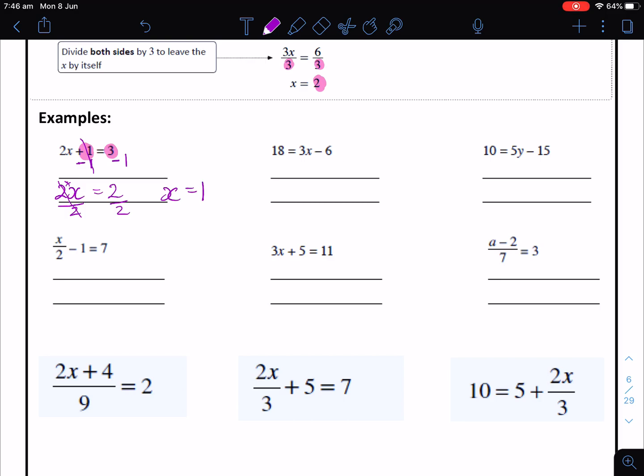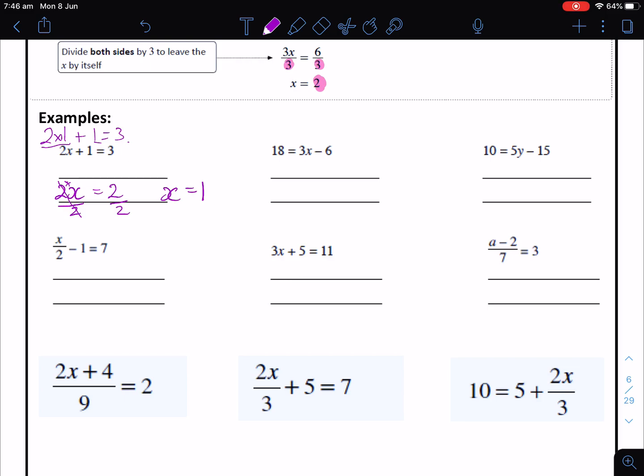Again, you can put this back into your equation. So if we put this up here into our equation, I'm just going to clear up the equation a bit so we can see it better. Okay, so if we put up here the x, it would be 2 times x, which is 1, plus 1 equals 3. And you can see here that 2 times 1 is 2, plus 1 equals 3. So we're correct. So at any point in time, if you're not sure, you can pop it back in and check, or you should always check anyway.